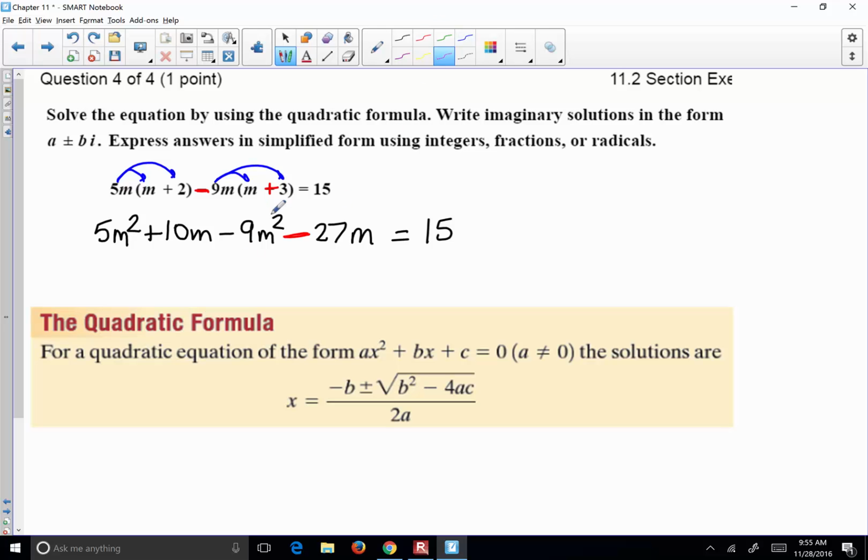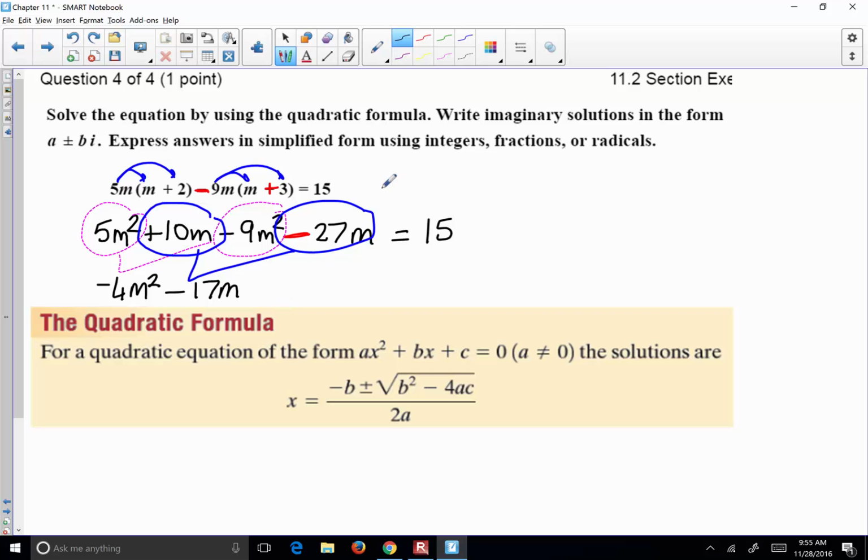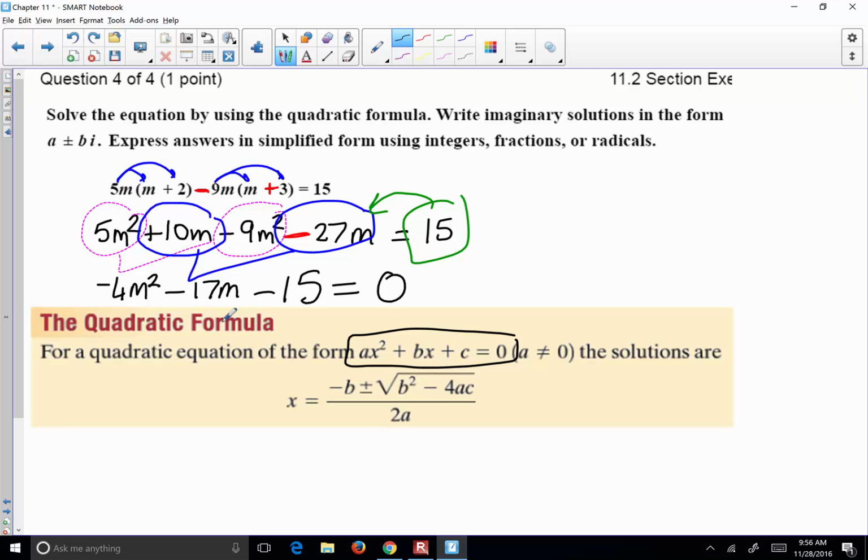Now I see a couple of like terms. These are like terms, correct? You can combine them. They make how many? 5 take away 9. Negative 4m squared. Alright, I have a couple more like terms, these two. They make how many? Negative 17m. And what do I do with this number though? Am I going to leave it like that? Yeah, it needs to come to the left as minus 15, because the right side must be 0. I need to bring it to this format, and I did it. All you need to do is read A, B, C's now and apply them into the formula. A is minus 4, B is minus 17, C is minus 15.